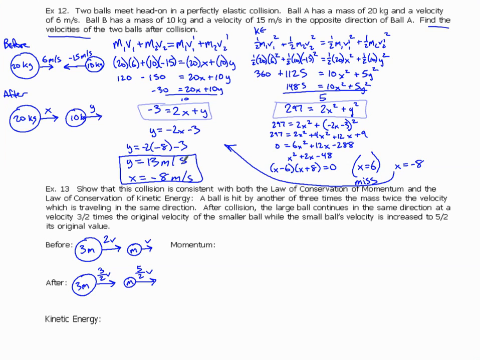This one, if you wanted to write it out, it'd be ball B goes off at 13 meters per second in the original direction of ball A. And this one, ball A goes off at 8 meters per second in the opposite direction of its original, something like that. It's going to be wordy either way.